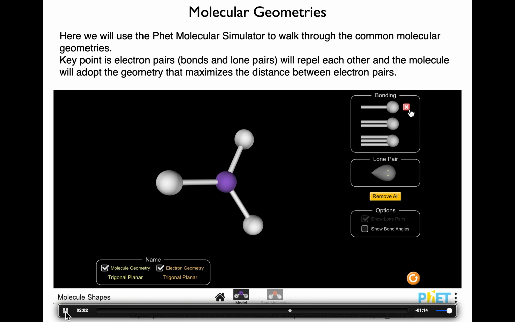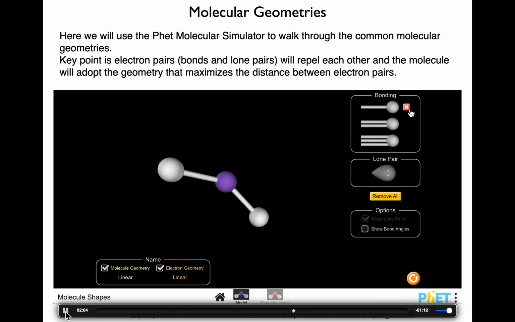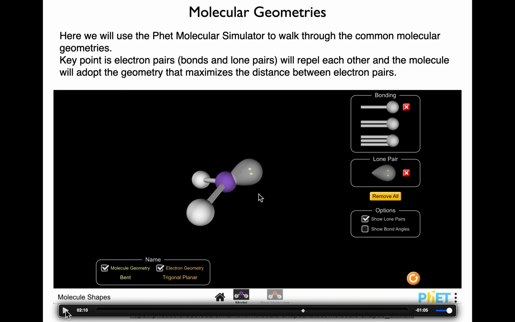So we'll go back to tetrahedral, and here's our linear geometry, 2 things coming out, and now I'm going to add a lone pair. So now notice if I add 1 lone pair, here's my lone pair up top, I still have a 3 electron group geometry. So 3 things coming out. So my electron group geometry is still trigonal planar, 3 groups coming out.